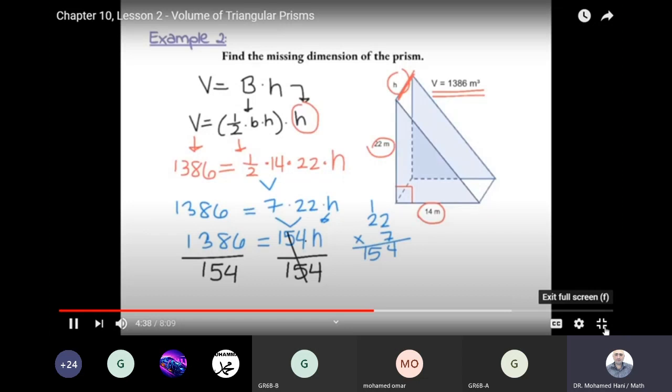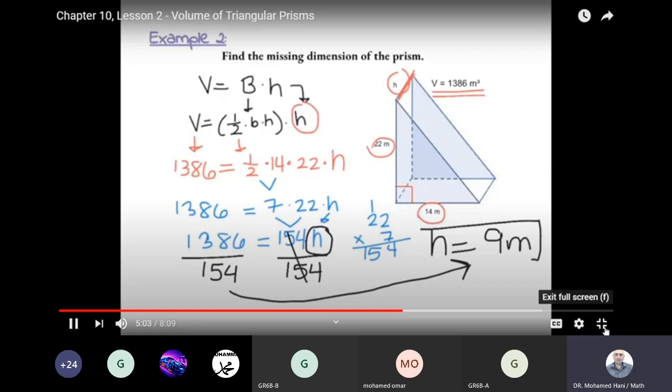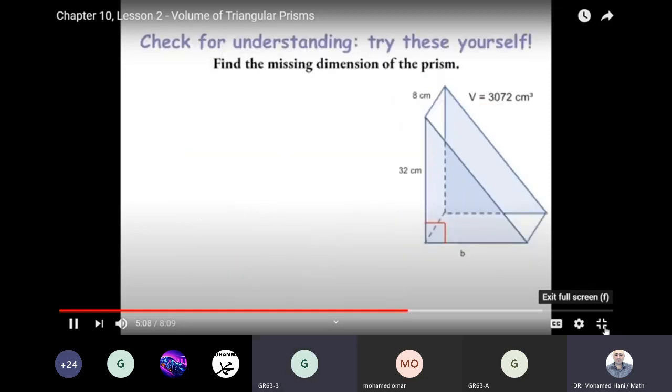So now those cancel out, and we have our variable H by itself. H is equal to 1,386 divided by 154, which equals 9. And because this is a missing dimension, the units of it are just meters. So the missing dimension is 9 meters. Pause the video here and try this one yourself.